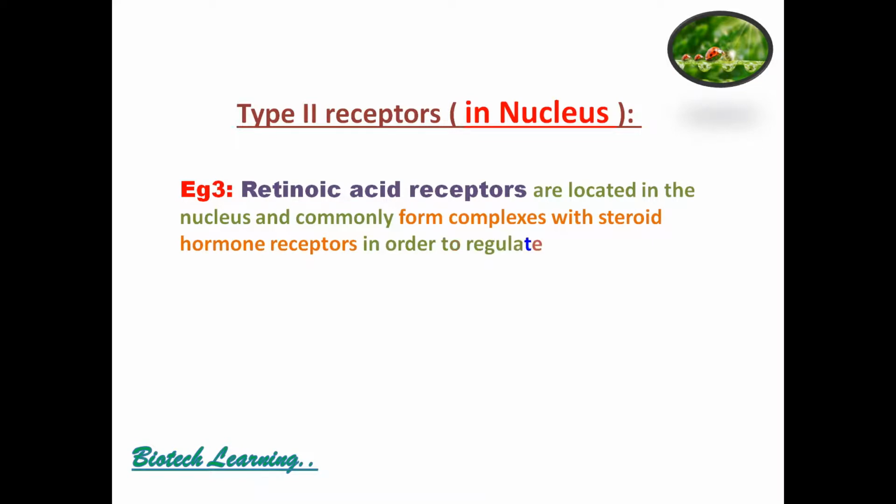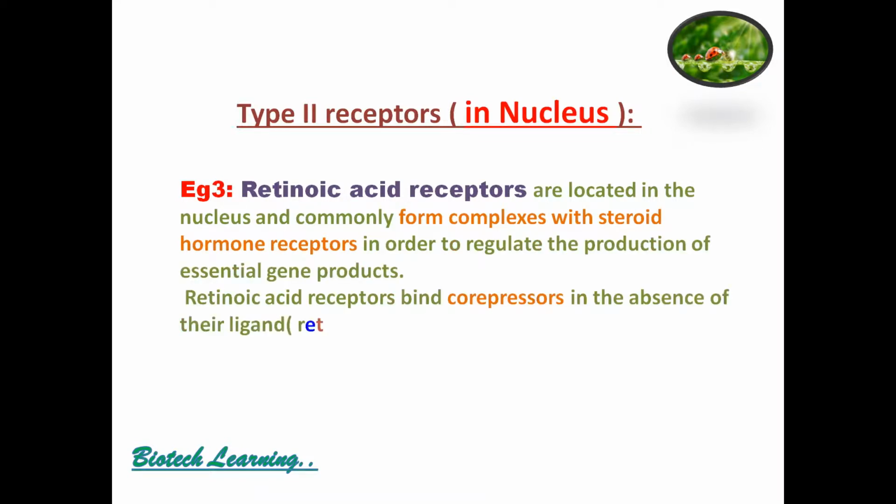Now the other type is a retinoic acid receptor. These are also located in the nucleus, and they form complexes with steroid hormone receptors in order to regulate the production of essential gene products. So retinoic acid receptors also bind to co-repressors in the absence of the ligand. So retinoic acid receptor binds to retinoic acid, which is formed from the metabolism of vitamin A.